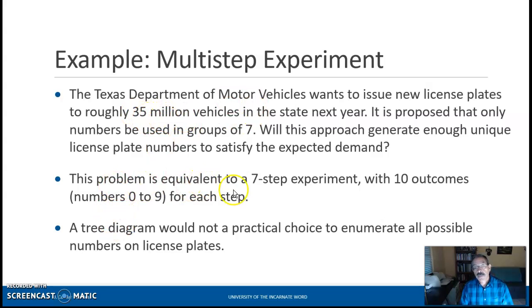This problem is equivalent to a 7-step experiment because you have to select 7 numbers. For each number selection, you have 10 digits to select from, 0 to 9. So if you wanted to create this tree diagram, you would have 7 tiers, each one with 10 outcomes. I think enumerating the possible numbers for each license plate would not be easy to do. You would need a lot of time and a big area to do it. So in this case, the tree diagram may not be a good choice.